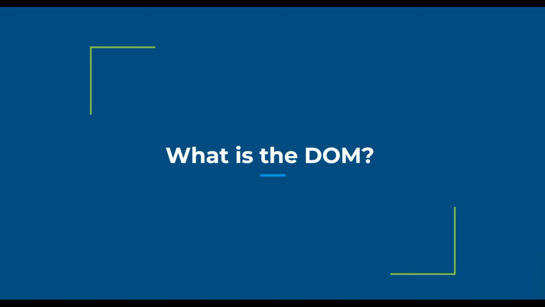Now, let's get started with our first topic. What is the DOM? The DOM or Document Object Model is a way for your web browser to understand and organize the content of the web page. It takes everything you see on the page, like text, images, buttons, and links, and turns them into objects that the browser can control and display.